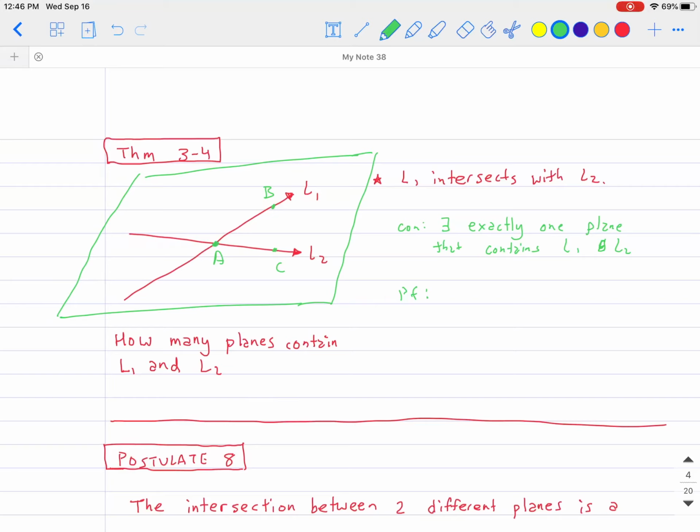So use that as your setup. Let point A be the intersection of L1 and L2. Let B be another point on L1. Let C be another point on L2. Then what's the conclusion according to what we said earlier? Hint, hint, postulate 7 once again.